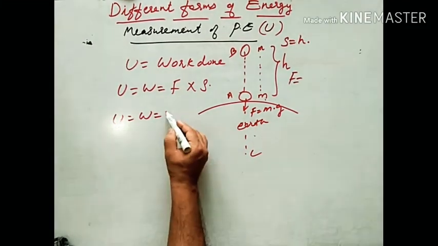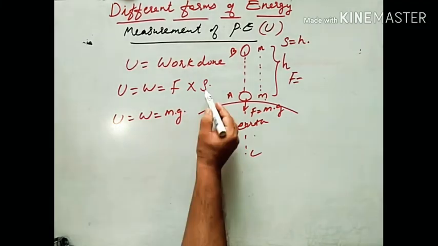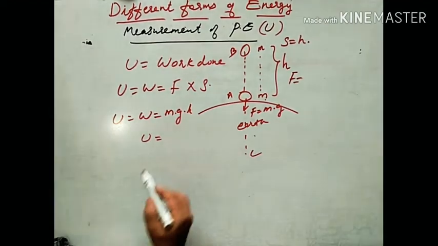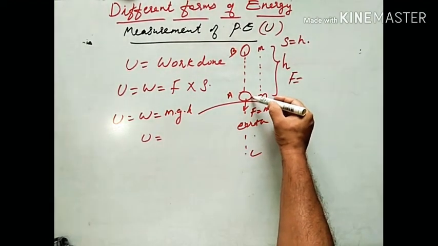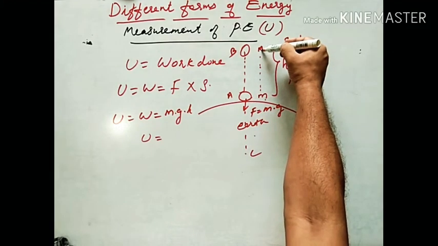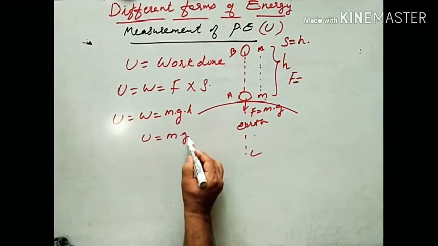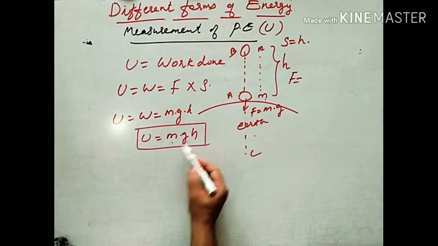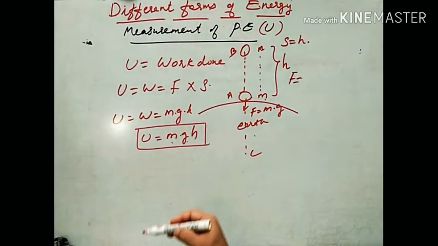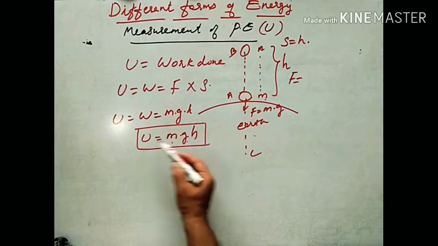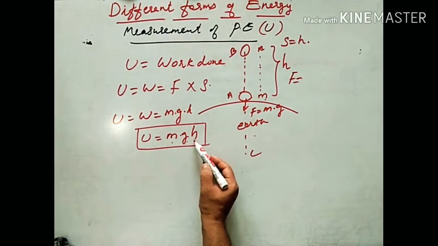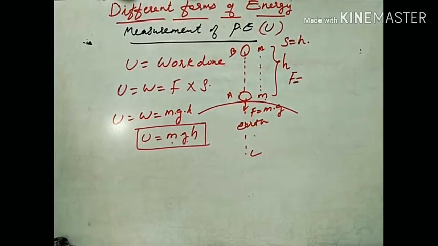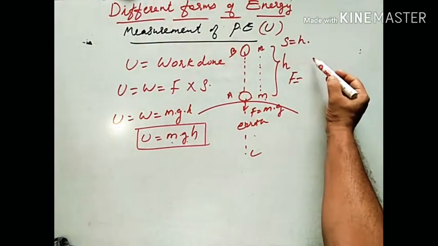So I can write U is equal to W, F is substituted by mg, and S is equal to h. So we are getting U. Potential energy is the amount of work done in lifting a body through a vertical height h. So U is equal to mgh, where m is the mass of the body, g is the acceleration due to gravity, and h is the vertical distance or the displacement. So the gravitational potential energy is equal to mgh. Precisely, mgh is the potential energy gained by the body when it is raised from one point to another point.